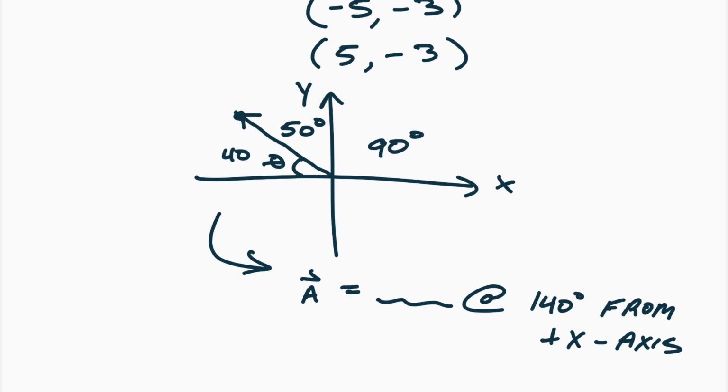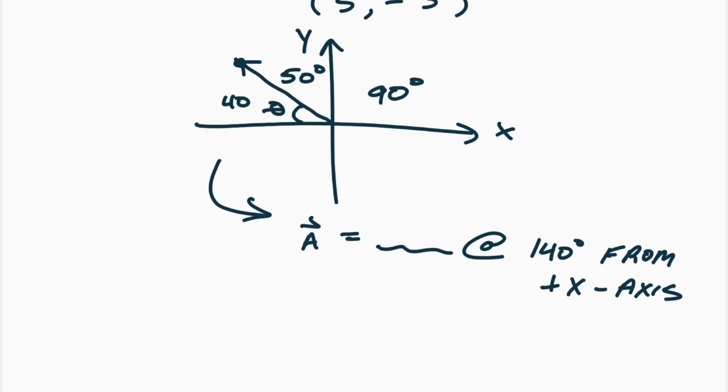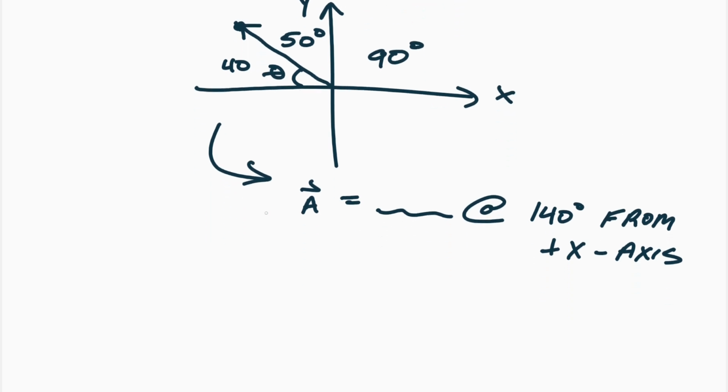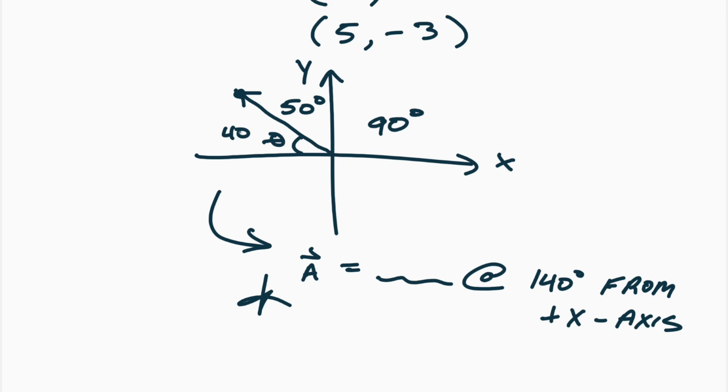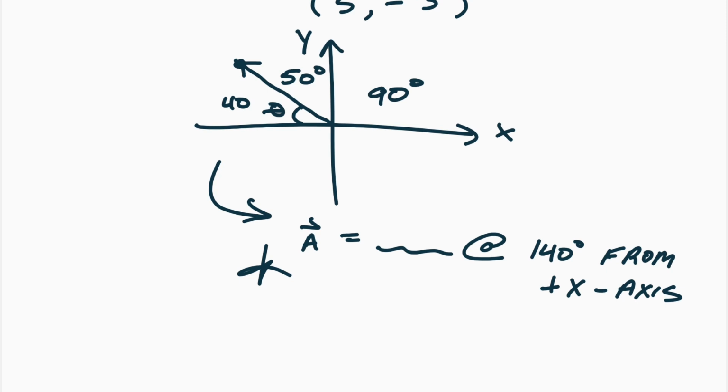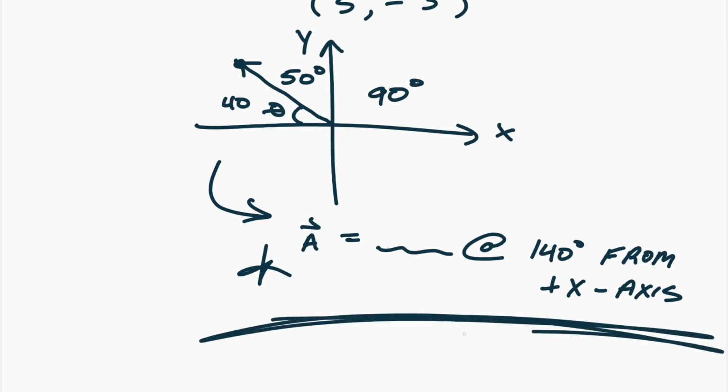And so my point is, measure your angle from the positive x-axis and tell the person in your final answer that you measured it 140 degrees from the positive x-axis, right? Your inverse tangent, maybe it gave you 40 degrees. Okay, so what? 40 degrees from where? And that's why you want to do this, right?